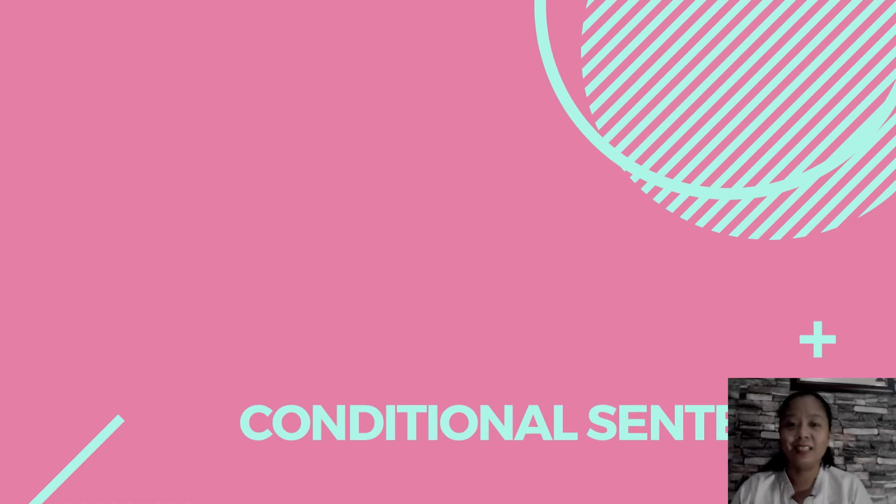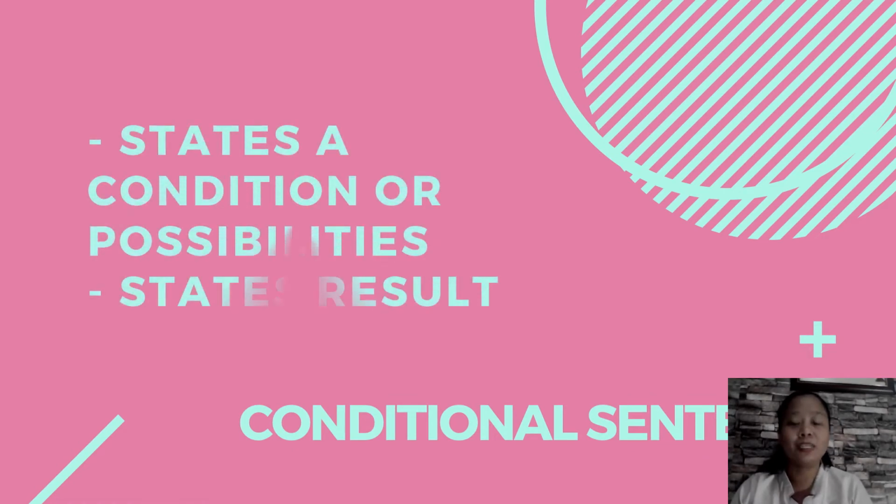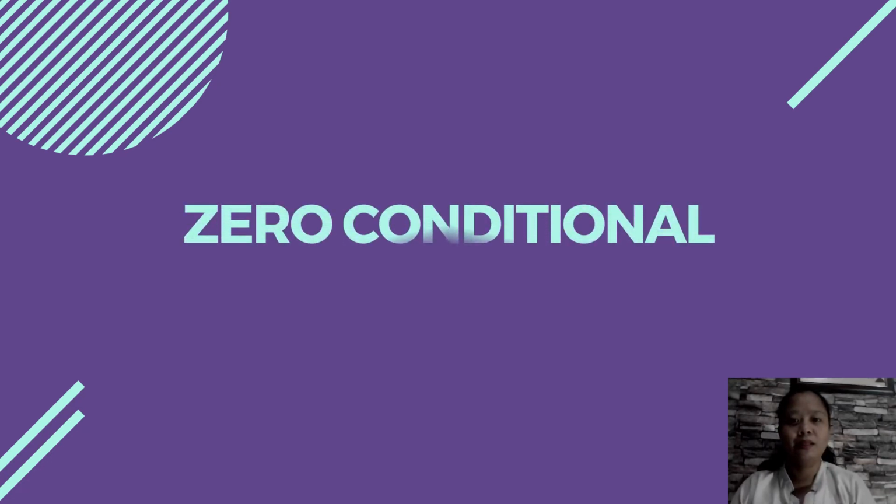Now, the kind of sentence that shows condition is what we call conditional sentences. The conditional sentences state a condition or possibilities, and they also state results. Now, let's try to find out what kind of conditional sentence we encountered in the beginning of this presentation. The kind of conditional sentence that we encountered earlier is what we call zero conditional sentence. Let's try to find out how we use zero conditional sentences and how we form them.